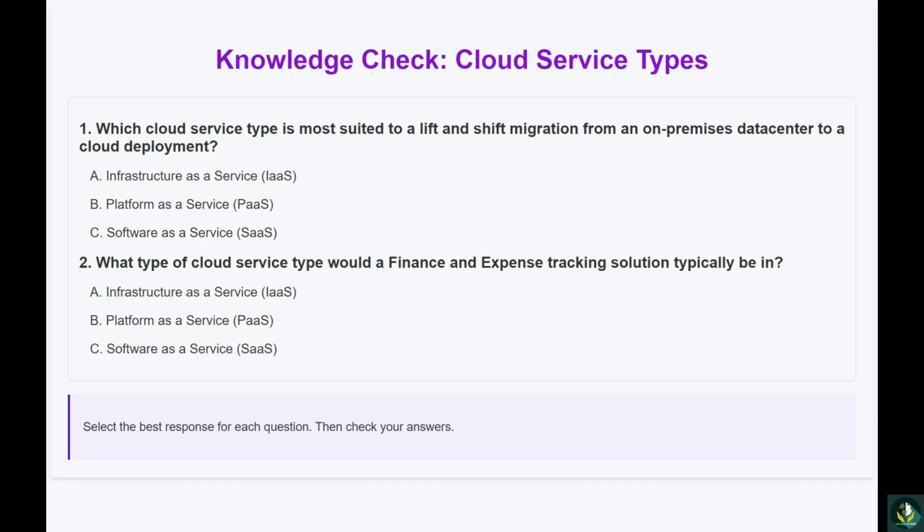Take your time to think through each question carefully. Remember, understanding these distinctions is crucial for making informed decisions about cloud services in real-world scenarios.